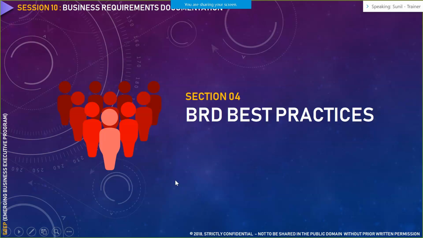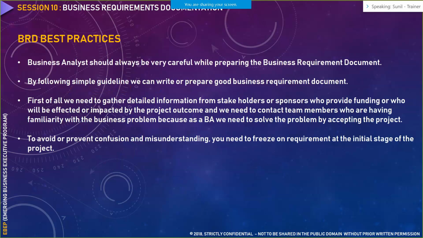Then comes your BRD best practices. What are the best practices that you need to follow when you are writing the business requirement document? So you need to be very careful when you are preparing it. You can write a good business requirement document by following some simple guidelines. First of all, you need to gather detailed information from your stakeholder or sponsor who provides you funding or who will be affected or impacted by the project outcome.